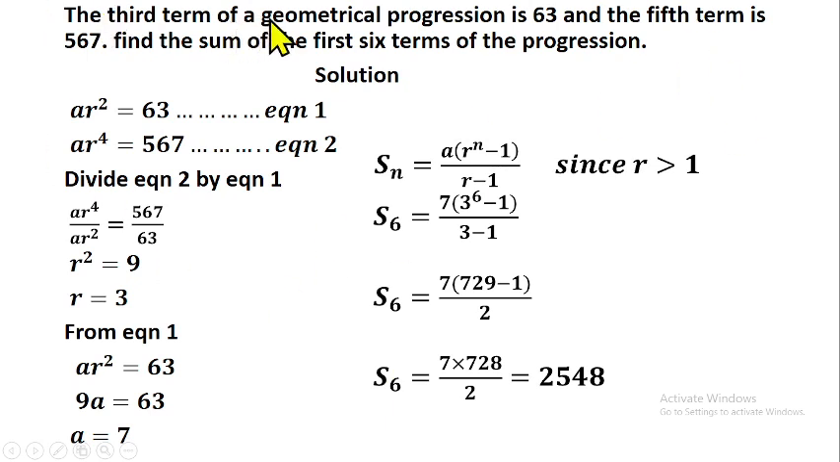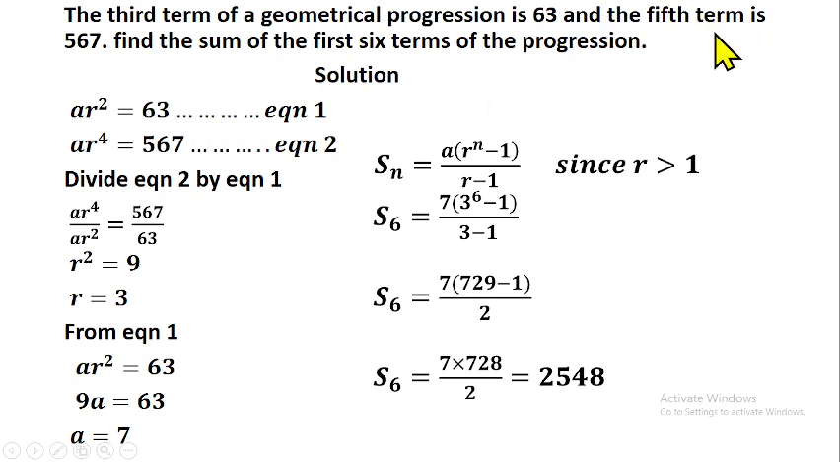The third term of a geometrical progression is 63. Of course, this is a word problem that will lead to simultaneous equations as well. What is the third term of a geometric progression? That's ar raised to power 2, and that's equal to 63. Equation 1.